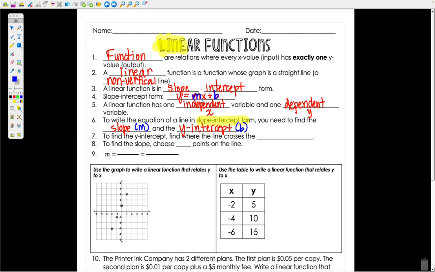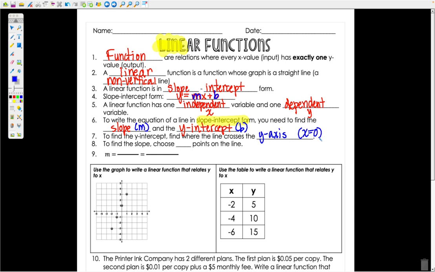To find your y-intercept, all you're looking for is the place where the line crosses the y-axis. That's why it's called a y-intercept. Another thing to remember, your y-intercept is always the place where x is 0. If x is 0, that means you're not going left or right, so you're on the y-axis. So the y-intercept, I'm going to put this in parentheses, is always the place where x equals 0.